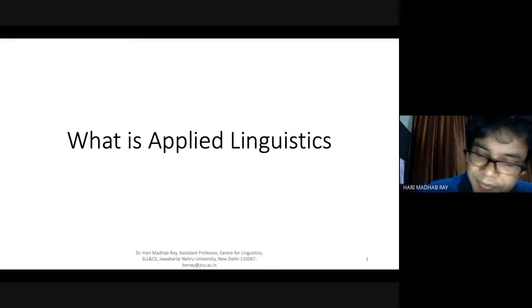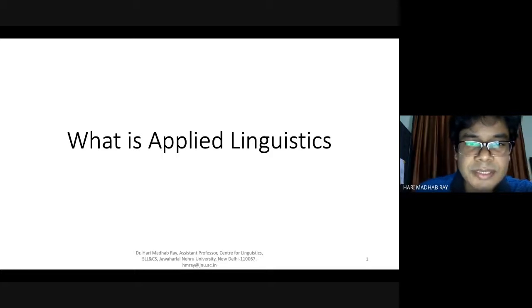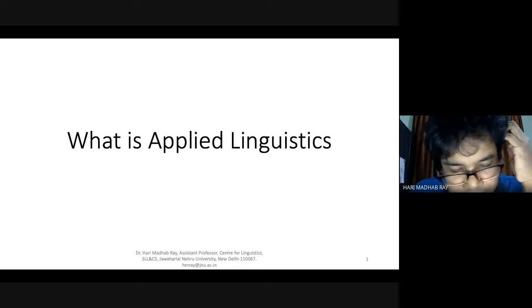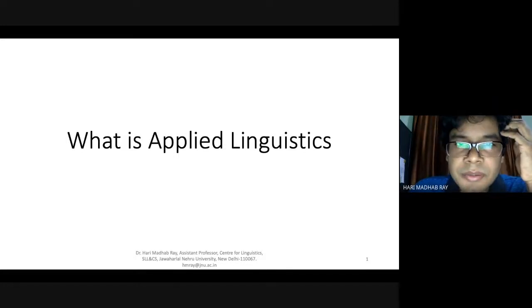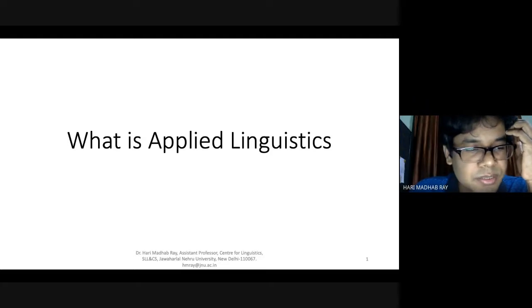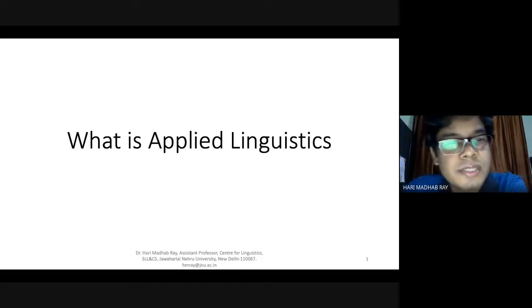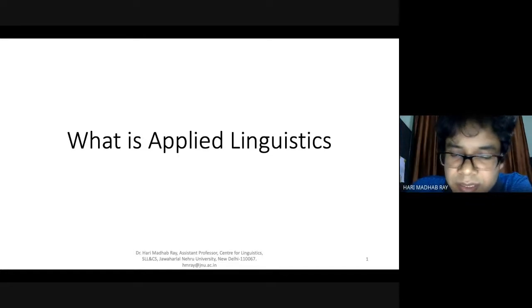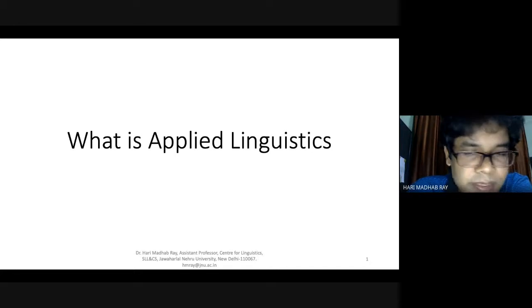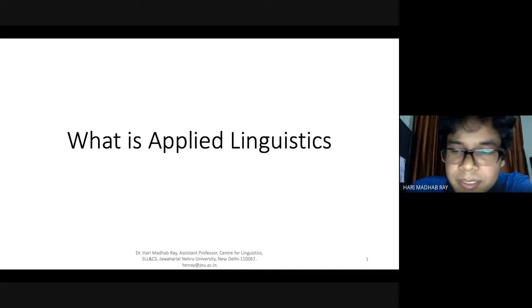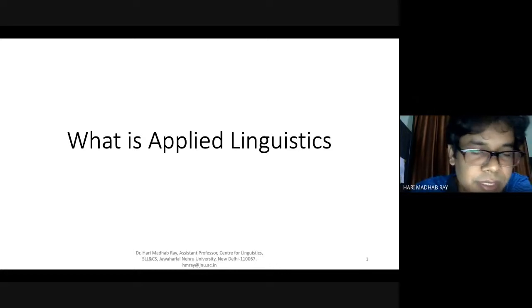so as you know, this is the course Applied Linguistics, and we're still in our unit 1, which is mainly introduction: what is applied linguistics, definitions, a little bit of history, and other things. We'll be discussing this in 3 or 4 classes, and then we'll move on to our next unit.